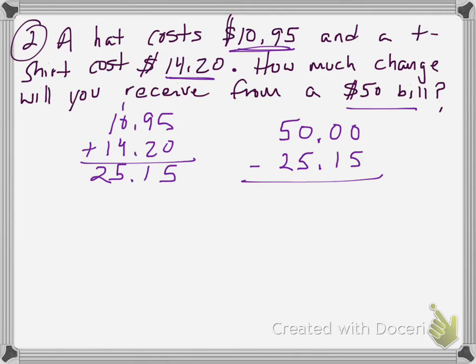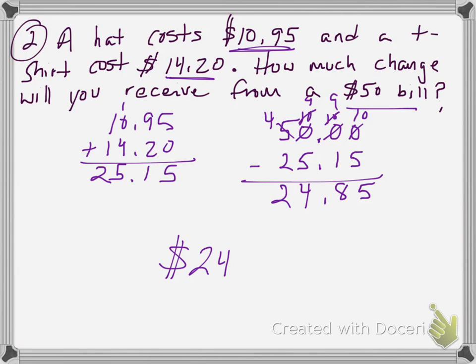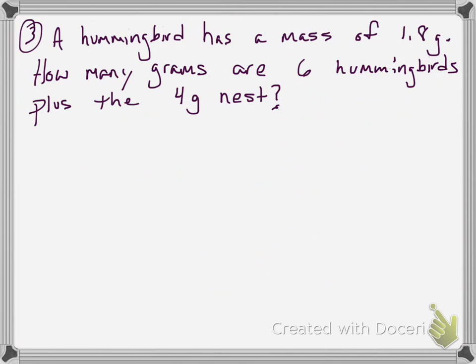Unfortunately, we've got to borrow all the way across, so let's go to the 5, make that a 4. This is going to become a 10, and then a 9, another 10, and then a 9, and then lastly we'll stick with this 10. Now I can finally subtract. 10 minus 5 is 5, 9 minus 1 is 8, decimal point. 9 minus 5 is 4, 4 minus 2 is 2. So my final answer is that I would get $24.85 change.